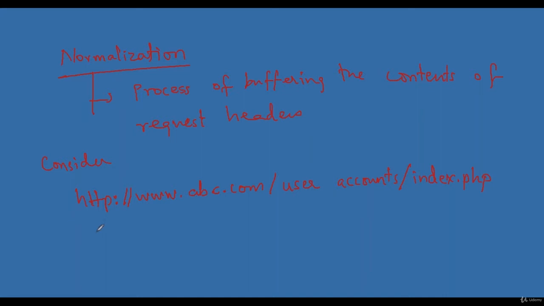When web servers receive requests that are URL encoded, it means that any special characters in the string are translated into a form that the web server accepts. So for this specific request, the encoded request for the same URL would look something like abc.com user percentage 20 accounts slash index.php.